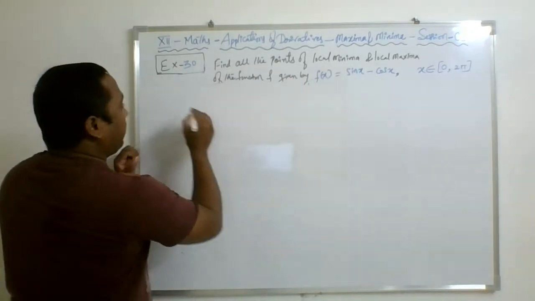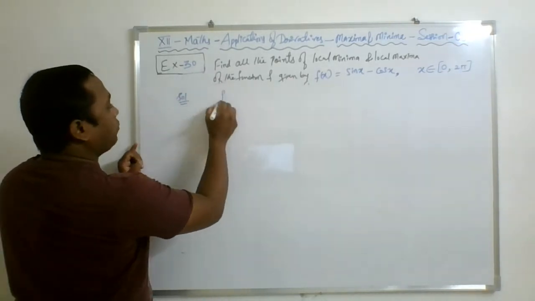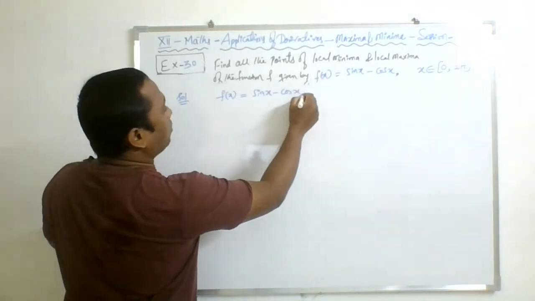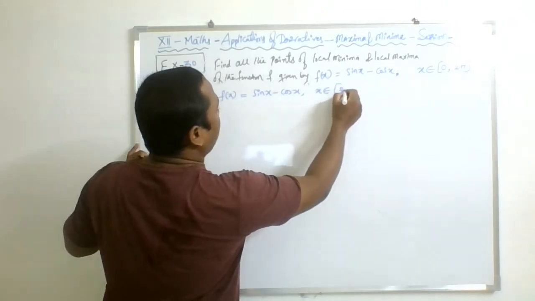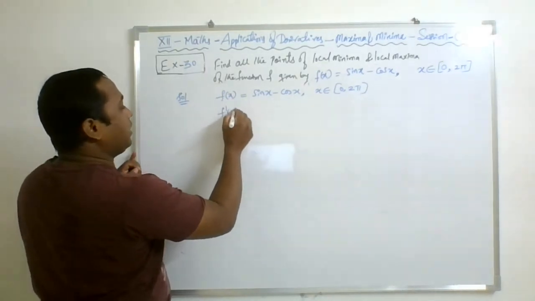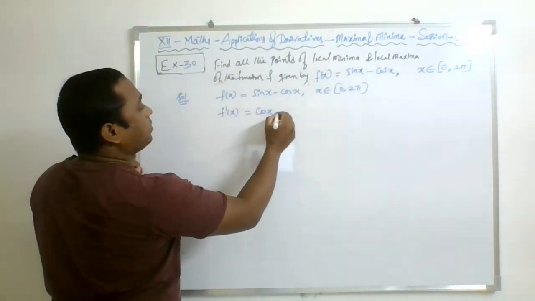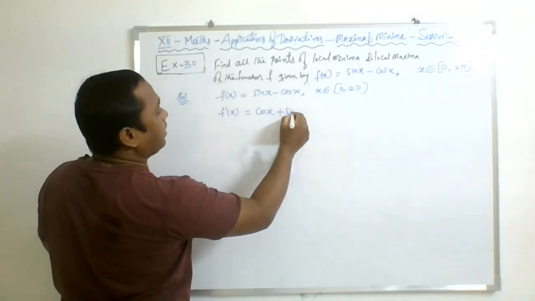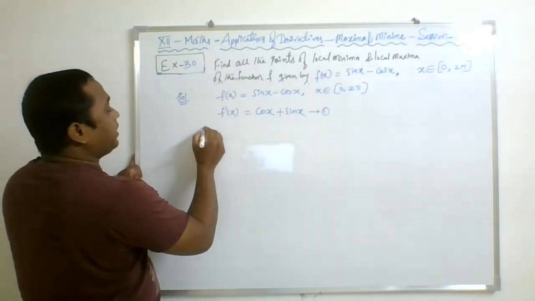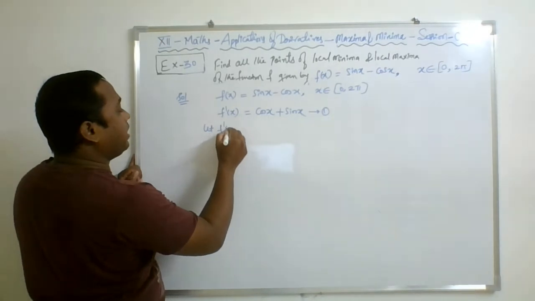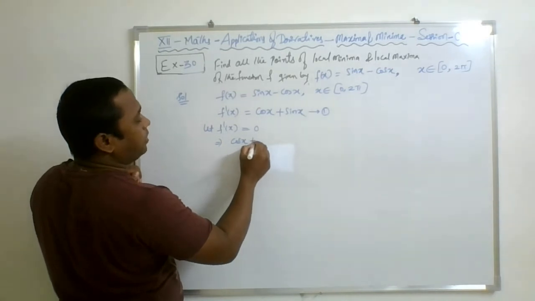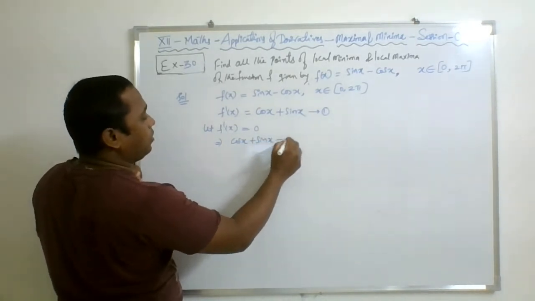So simply, first we'll go with the derivative of the function. What is the function we are having? Sin x minus cos x, where x belongs to 0 to 2 pi. Fine. And we'll go with the derivative, that is f dash x. Derivative of sin x is cos x, and of cos x is minus sin x. So this is result number 1. And for the critical point, we'll let f dash x be equal to 0. It means that cos x plus sin x is equal to 0.